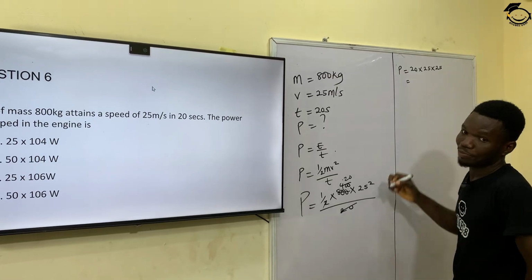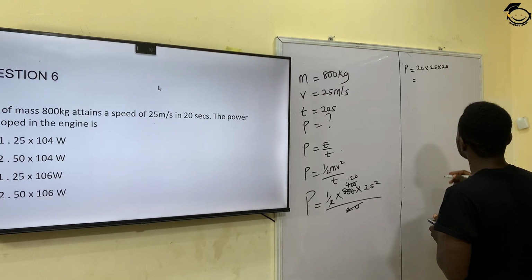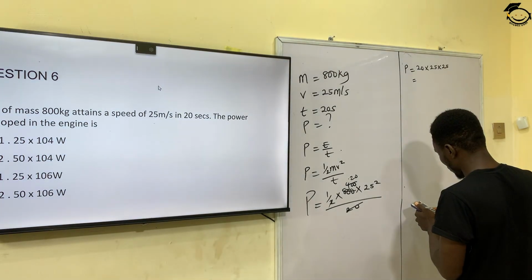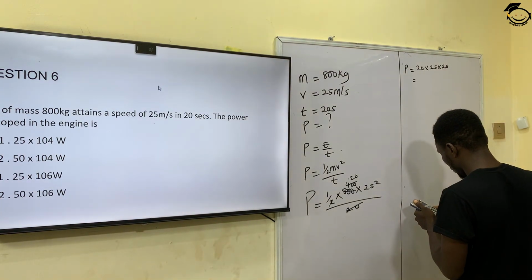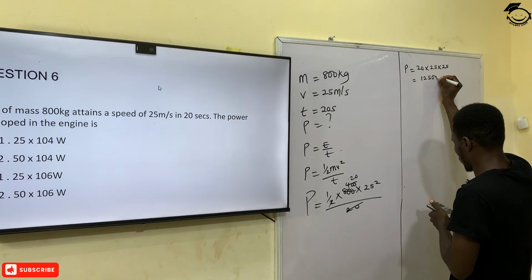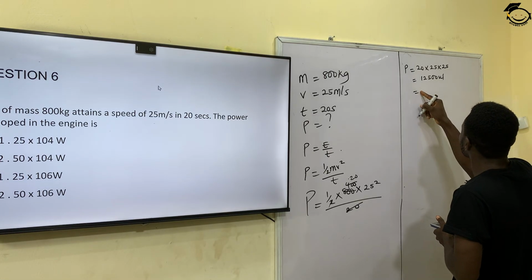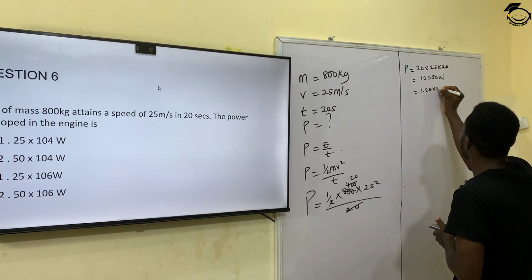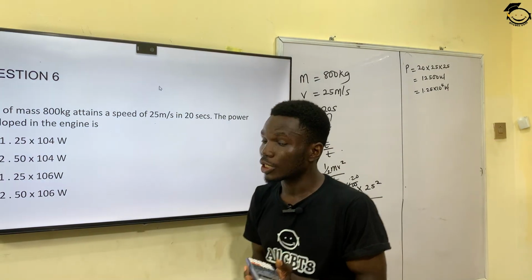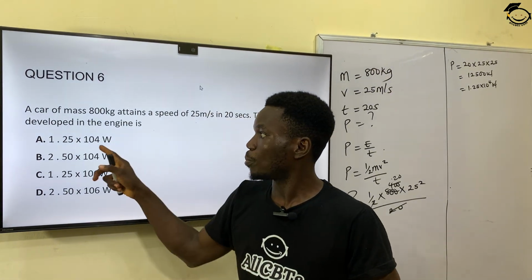That will give me 20 times 25 times 25, which is 12500 watts. This can also be written in index form as 1.25 times 10 raised to power 4 watts. So the correct answer to this question is 1.25 times 10 raised to power 4 watts, which is Option A.